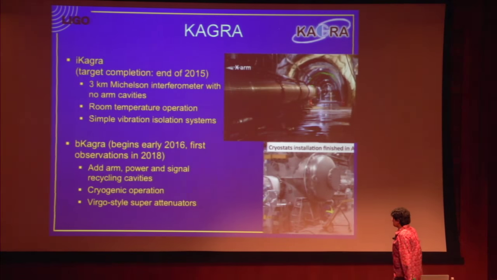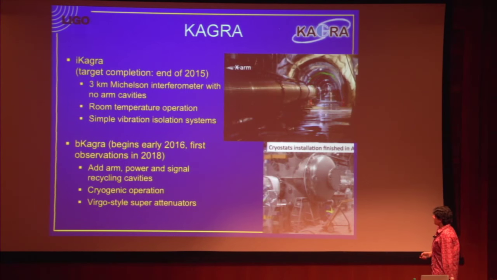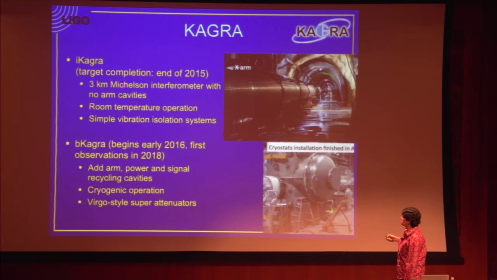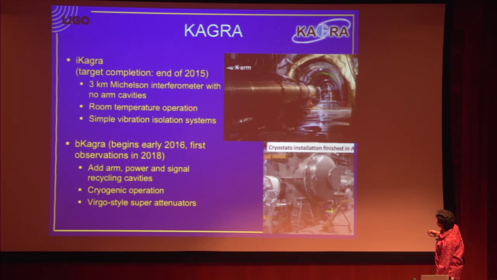Kagura, which is the Japanese 3-kilometer detector in the Kamioka mine, is completing its first phase, which is a very simplified phase. But I think what's important to see here is that they've made enormous progress. Here is actually a picture of the beam tubes in the tunnel in the Kamioka mine. So the L-shaped tunnels are done, the beam tubes are in, and laser beams should be shooting back and forth pretty quickly. You can see this picture looks pretty wet. They've had a lot of problem with flooding inside the tunnels.